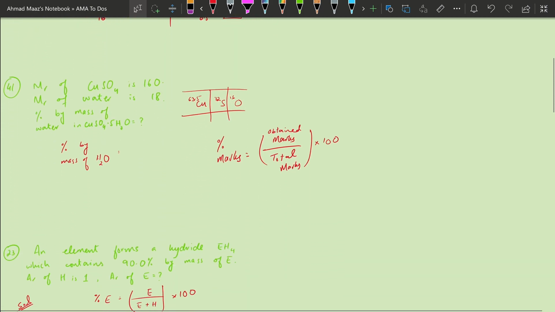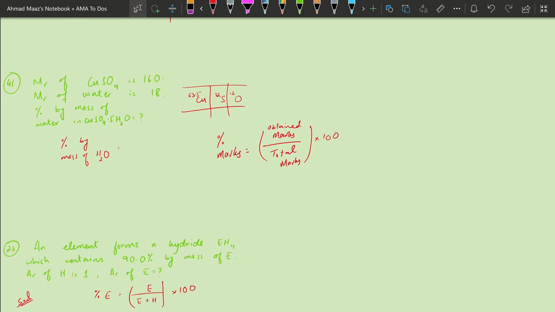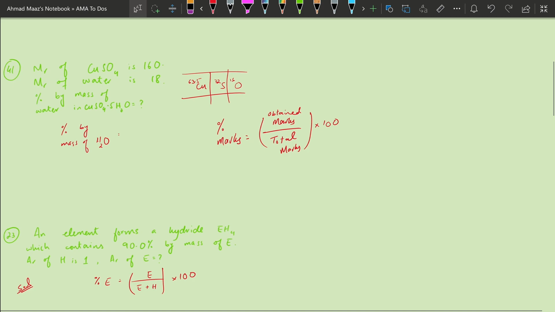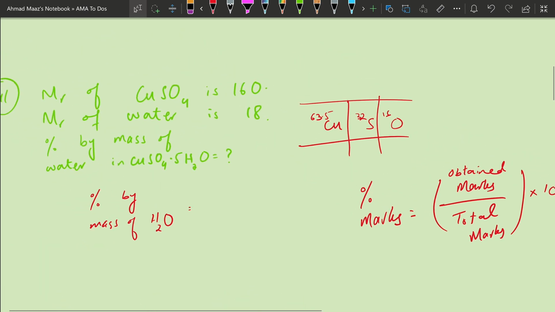Let's move on to the next question. It is 41. Now, the question asks us to calculate the mass of water in copper sulfate.5H2O, that is the hydrated copper sulfate. Alright, so the MR of copper sulfate given is 160. MR of water is 18, and we need to calculate the percentage by mass of water. What mass of water is in this hydrated copper sulfate crystals?